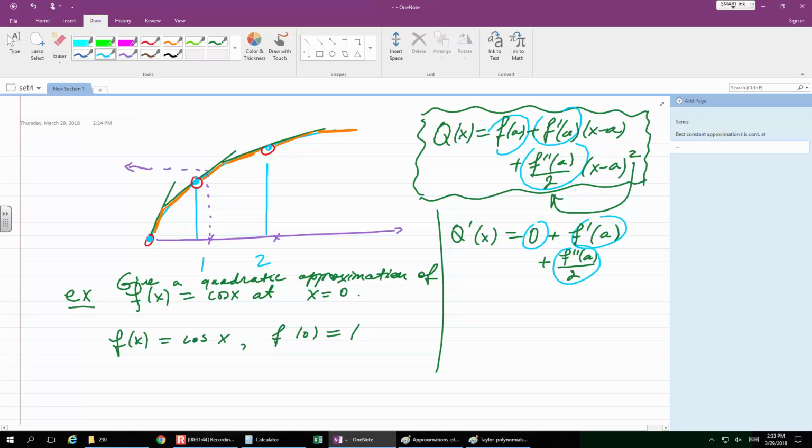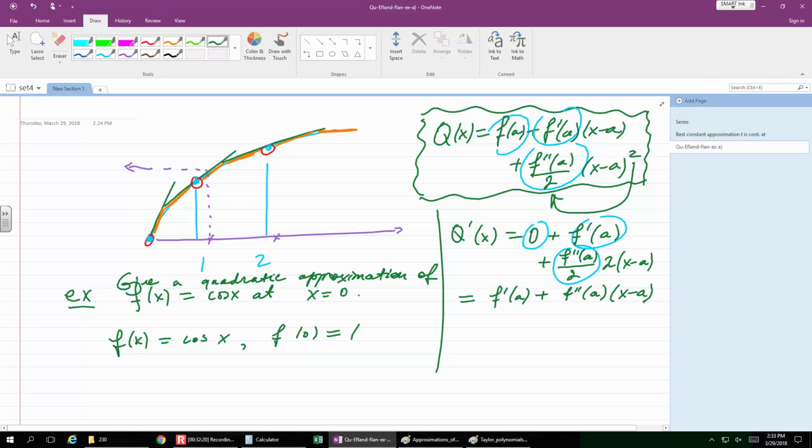And now I need to differentiate the last term. 2x minus a. But by the chain rule, as a matter of fact. Right? So the derivative of x minus a is 1. So that's why there is no extra term. Now, do the 2's cancel out? They do cancel out, so the final formula will be f prime of a plus f double prime of a times x minus a. So as you can see, 2 cancels out.